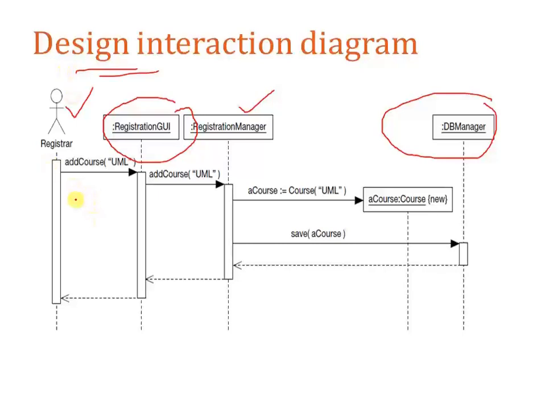So see the messages also. First I'm going to give add course through the GUI, that is graphical user interface. When I click the OK button, the GUI will intimate the registration manager to add the course. Now the manager will create the course called UML or whatever it is, and then this will be stored in the database manager. And the return messages will be, that is save, by means of save course, the database manager stores this information into the database. And then the reply messages will be consecutively given until the registrar through the corresponding classes.